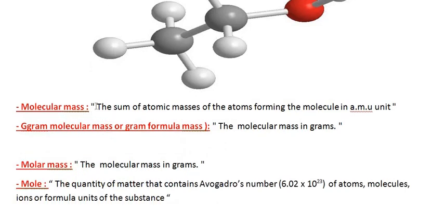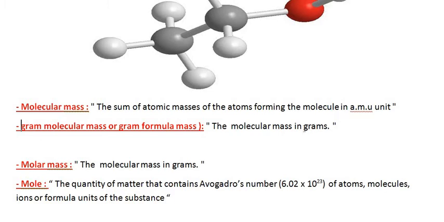This is called the molecular mass, the sum of atomic masses of the atoms forming the molecule in AMU unit, which is a very small unit. If you replace the unit AMU by gram, the molecular mass in gram, we get what is known as gram molecular mass, or gram formula mass in this case of sodium chloride, for example. So the gram molecular mass is the same as the molecular mass but expressed here in grams.